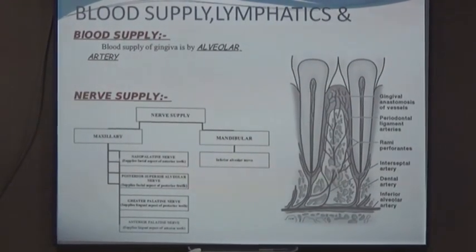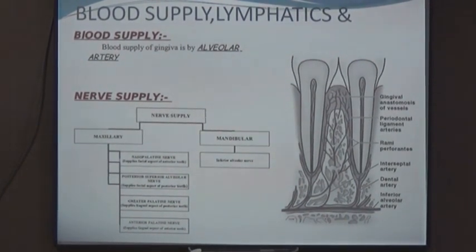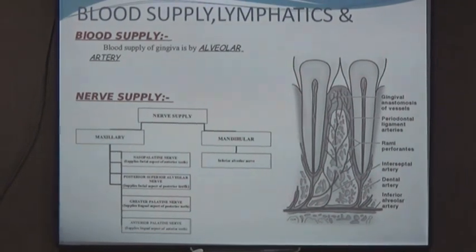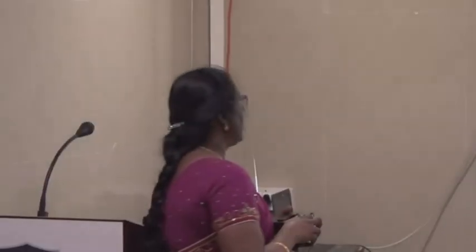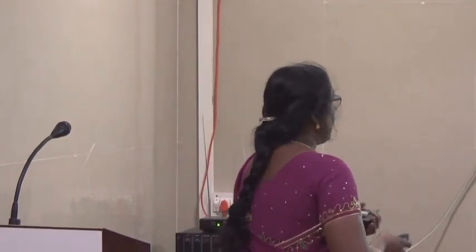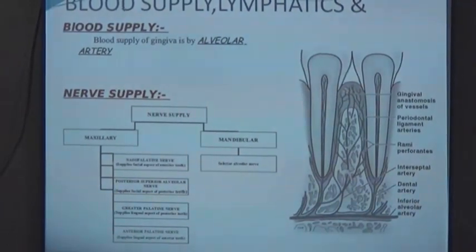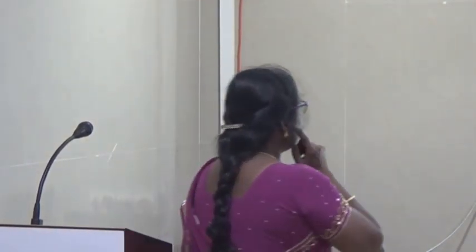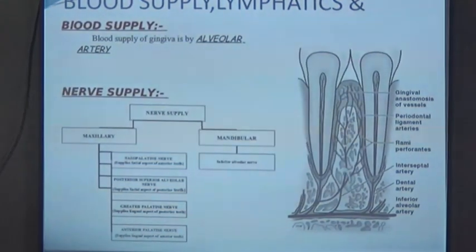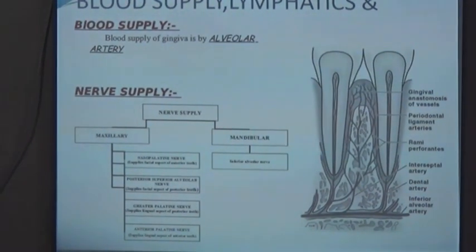Now blood supply. Usually in MCQs they ask questions on this blood supply. So the blood supply of the gingiva is the alveolar artery. In that, nerve supply means maxillary and mandibular. So you remember the blood supply of the gingiva is the alveolar artery. In the nerve supply in maxillary, the nasopalatine nerve supplies the facial aspect of the anterior teeth. Nasopalatine, facial aspect of the anterior teeth. And the posterior superior alveolar supplies the facial part of the posterior.